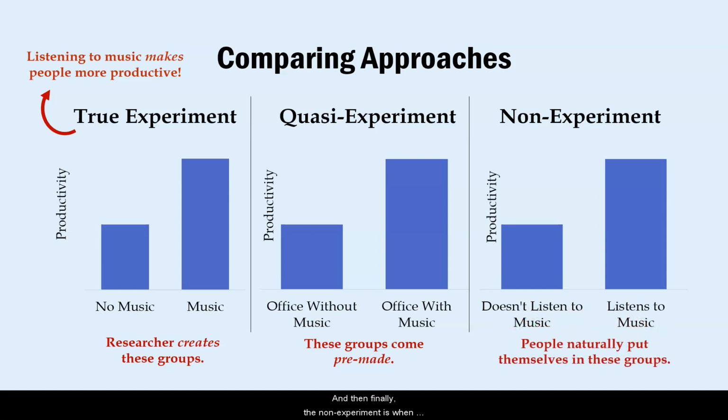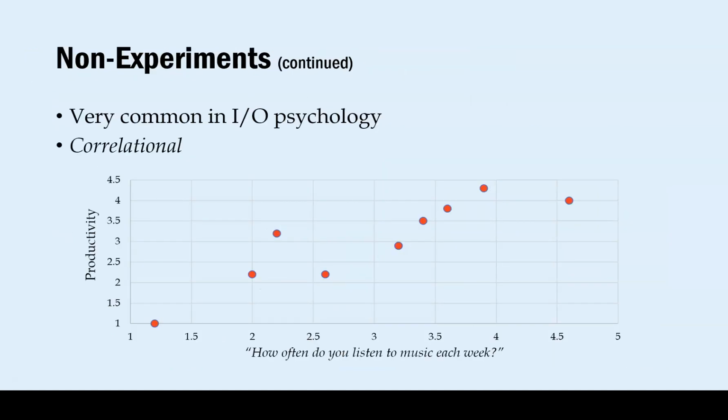And then finally, the non-experiment is when people were naturally putting themselves into these groups, right? These groups already existed, and it was up to the individual to make the choice, him or herself, what they did, right? This wasn't about what they were made to do, either by a researcher or their office. It's just about looking at what people are naturally doing, and can we associate those natural variations with the kinds of outcomes that we care about.